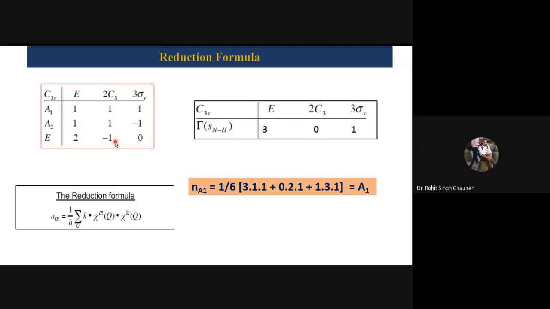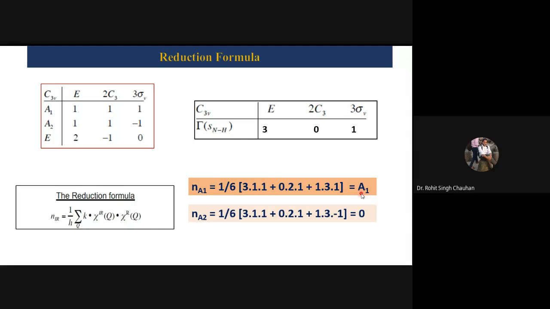So if you are going to apply the formula, how will it look? 1 by 6, 3, 1, 1, plus. Let us apply on C3. How many values for K? It is 2. This 2. Then A1 is 1, 1, and then the reducible value is 0, right? Similarly for sigma V, 3, 1, 1, right? If you solve it, you will come to A1.